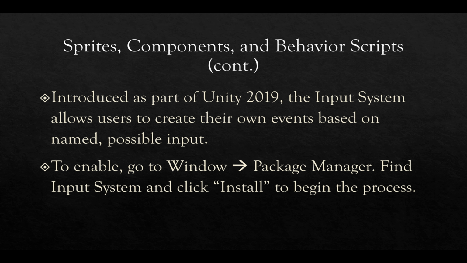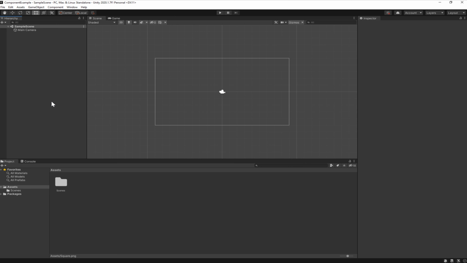So let's move back over to Unity and go through these steps. So I've mentioned it right here. To enable it, we need to go to Window, Package Manager. We're going to find Input System, and then we're going to click Install to begin this process. So let's move over to Unity to start the process of enabling the input system so then we can get the input component. So again, moving over to Unity. So okay, I'm over here in Unity.